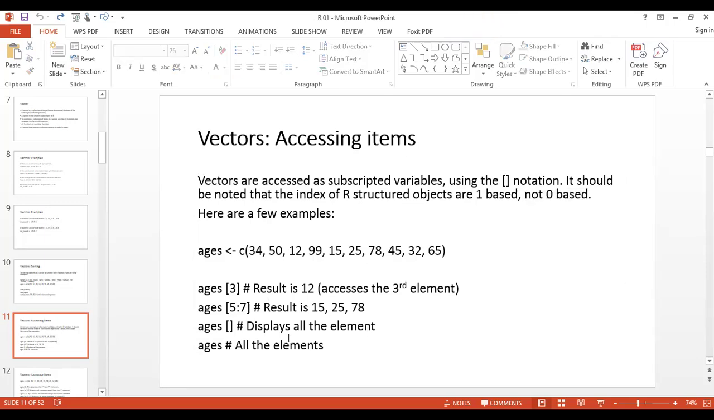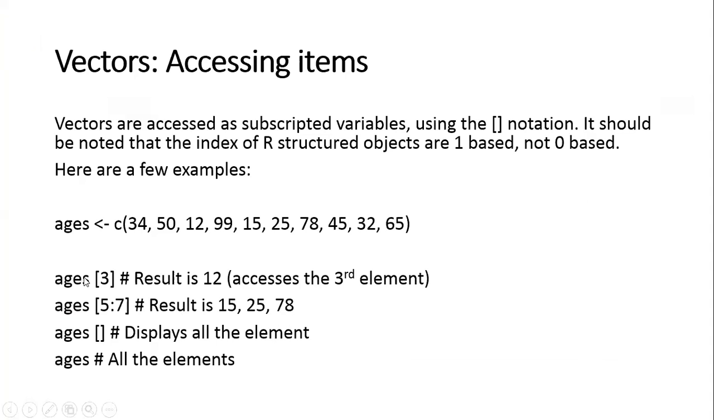Now, so if we have this vector and we do ages 3, ages subscript 3, ages with 3 in square brackets, that is a reference to the third item in the vector, which is 12. If you say ages 5 colon 7, that gives you what? From the 5th to the 7th. 1, 2, 3, 4, 5. That's from 15 to 78. From the 5th item to the 7th item.